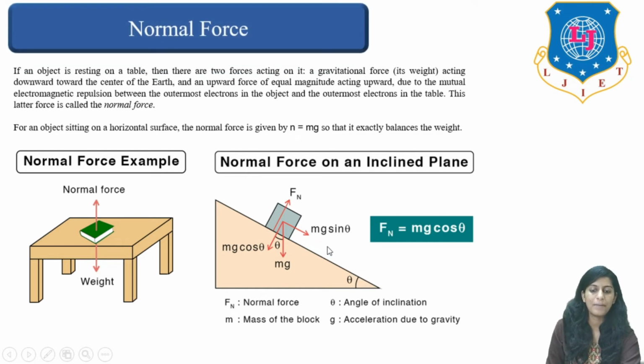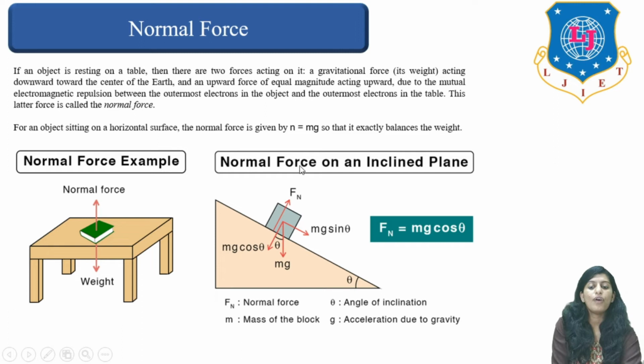So what will happen in that case? We need to resolve the components of this force, this Fn and this mg. See, mg, that is the gravitational force, is always vertical, right? So the gravitational force will act in the downward direction. We need to resolve two different components. One will be mg cos theta and another will be mg sin theta.